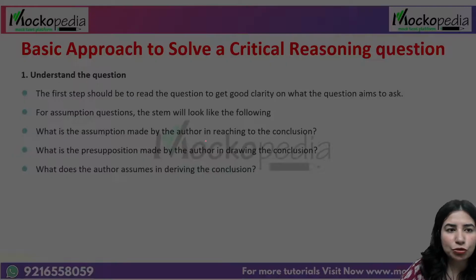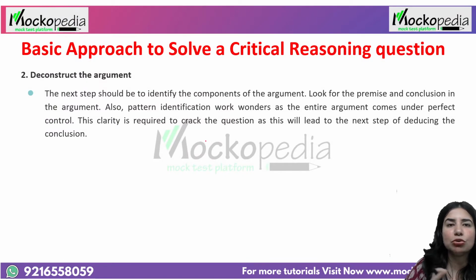Right? So let's move to the second step. Second step is to deconstruct the argument. That means you should identify the premise and conclusion in it and think of what are the flaws in the argument that the author has not taken care of. So once we are aware of the flaws, then it will be easy for us to bridge that particular gap or overcome that flaw by bringing assumption into the picture. So it's always wise to identify the components of an argument.